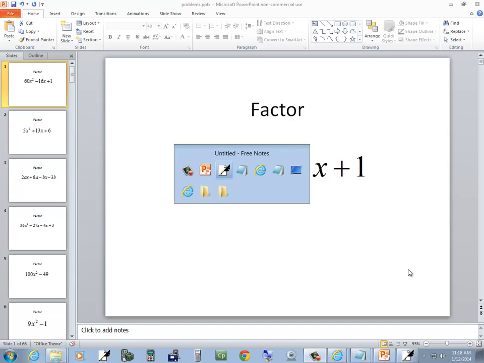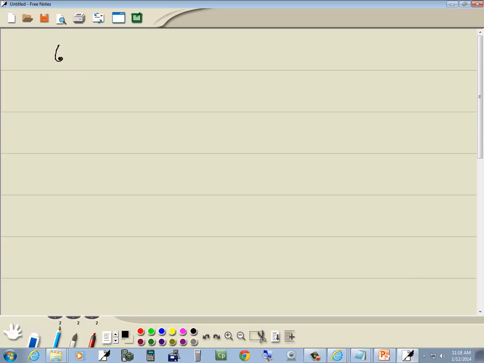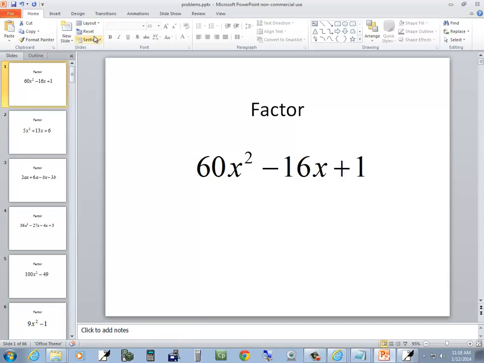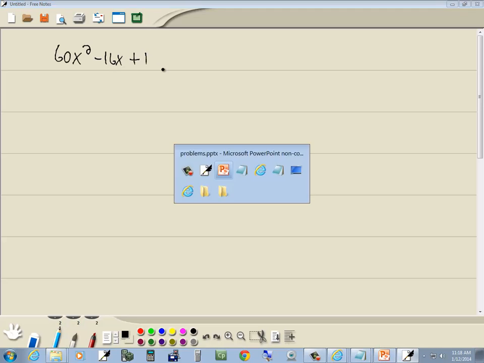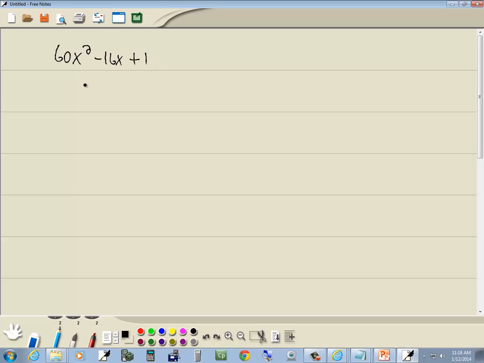Take a look at this problem. We've got 60x squared minus 16x plus 1, and we want to factor it. Our first method, GCF: they don't have anything in common.